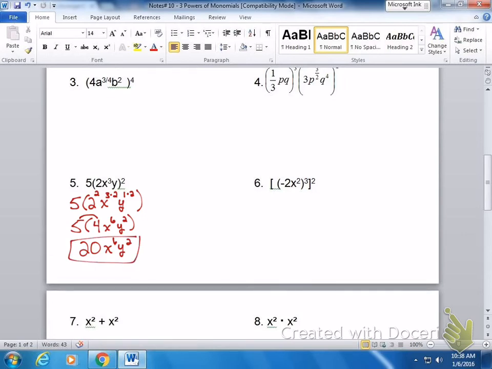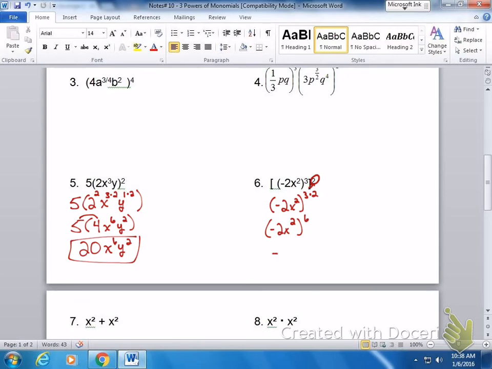Now number 6 looks funny, but it's not very bad. It's raised to 2 different exponents. So we're going to start with the one that's on the outside first. So I'm going to rewrite the negative 2x squared, and it was being raised to the 3rd, but that 3rd was being raised to the 2. So I'm going to multiply it by 2. When I do that, I get negative 2x squared to the 6th.